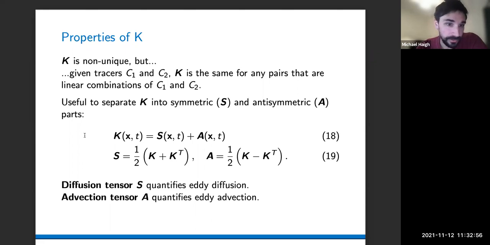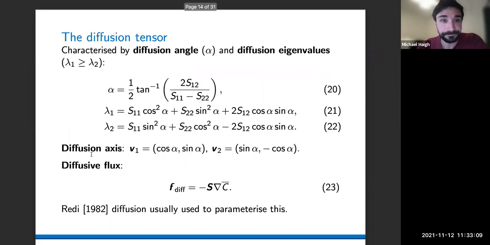So for the remainder of the talk, I'm going to talk about the diffusion tensor and the advection tensor, which sum to give the transport tensor. I'm going to talk about these separately because this aids a physical interpretation of their effects. So I'll start with a few slides on the diffusion tensor. The diffusion tensor has three unique entries. It has its diagonal entries, and then its two off-diagonal entries are equal to one another. So just three unique entries.